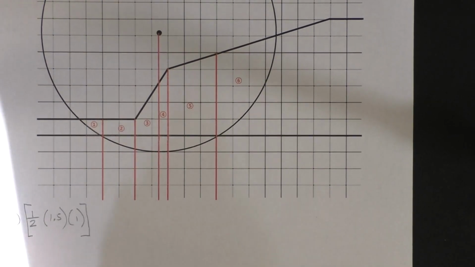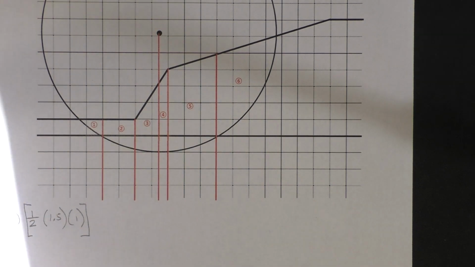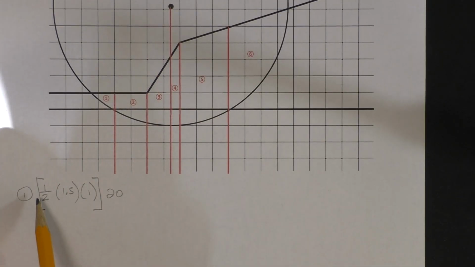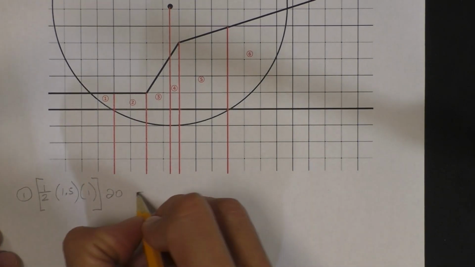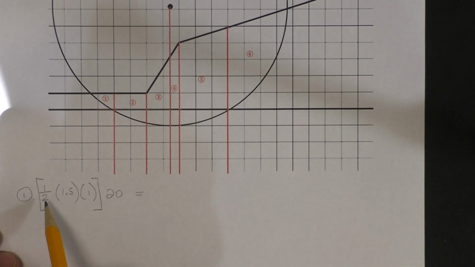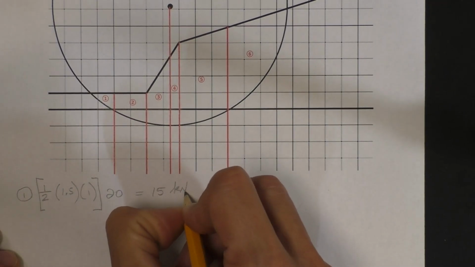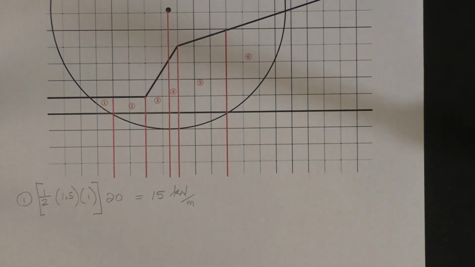We're going to take that area and multiply it by the unit weight of this soil. The unit weight of this soil is 20 kilonewton per meter cubed. So area times unit weight is, in this case, 20 divided by 2 is 10, times 1.5 is 15 kilonewton per meter.